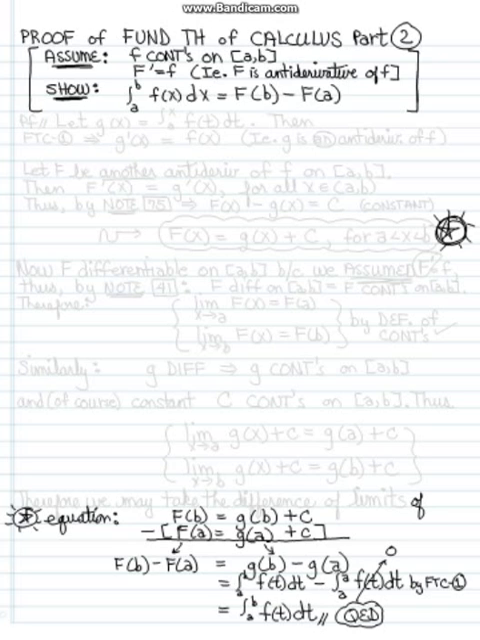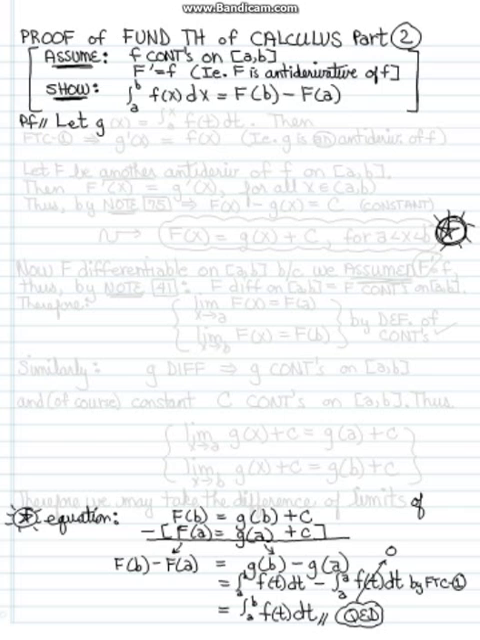What does that say? It says the integral from a to b of f of x dx is equal to the antiderivative of little f evaluated at the upper limit minus the antiderivative of little f evaluated at the lower limit. Oh, this is going to be very powerful. Let's see if we can prove it.